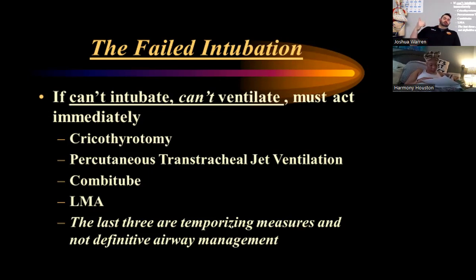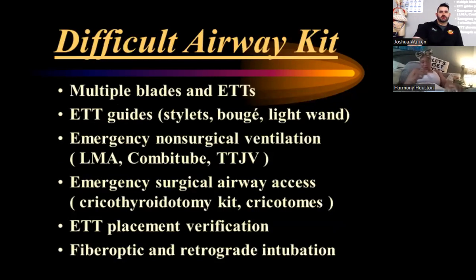Then you hook a machine to it where you hit a button and it shoots air in there, shoots pure oxygen, and it can inflate their chest. Haven't seen one of those pre-hospital in a long time. Combi tube, LMA, these are your options, guys. The difficult airway kit: multiple blades and ET tubes, ET tube guides, stylets, bougie, light ones, emergency non-surgical ventilation.